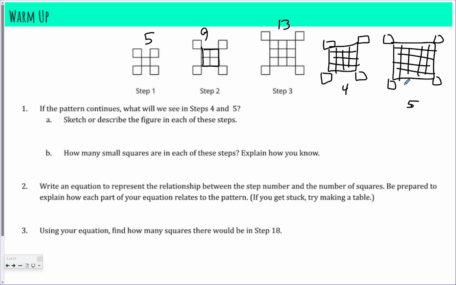Now, how many small squares are in each of these steps, right? So let's write out the pattern. We had 5, 9, 13. What's the next one? Looks like it's 4 times 4 and 4, so that's 20. And then the next one is 29.